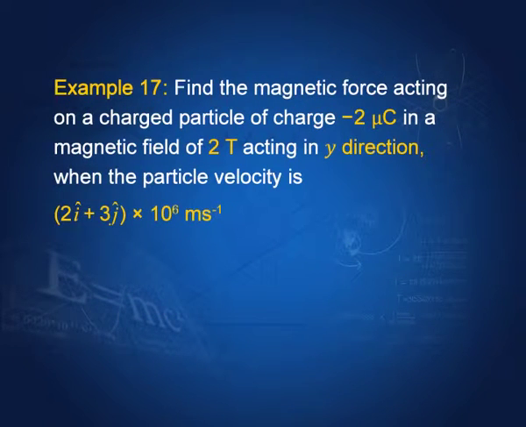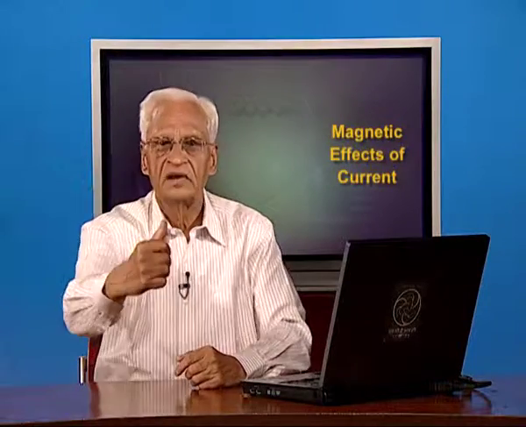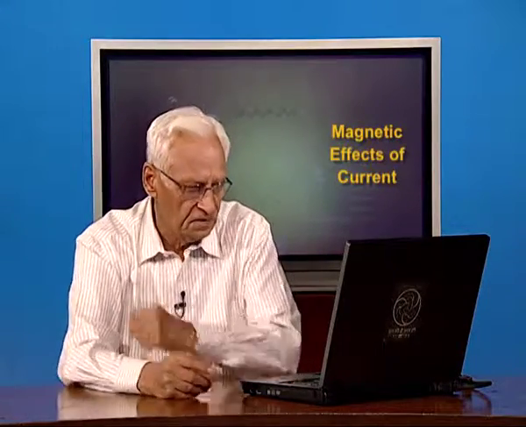Now, again, all that you have to do is find the magnetic force acting on a charged particle. So, V cross B, V is given and B is given. B is 2 Tesla in the y direction, and V is given by 2 i cap plus 3 j cap in terms of 10 to the power 6 meter per second. So, you just take the cross multiplication. You know that i cross i is 0, i cross j is k. So, this cross product would give you a vector in the direction of k, but because of the negative sign, it would be in the direction of minus z, not in the direction of z.